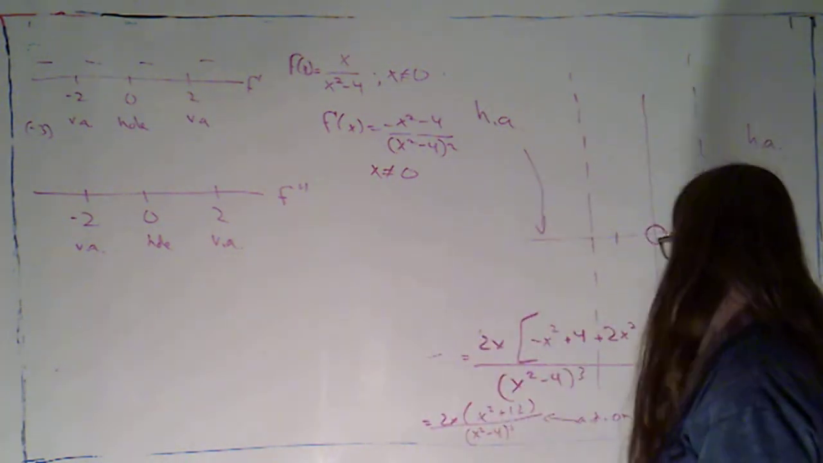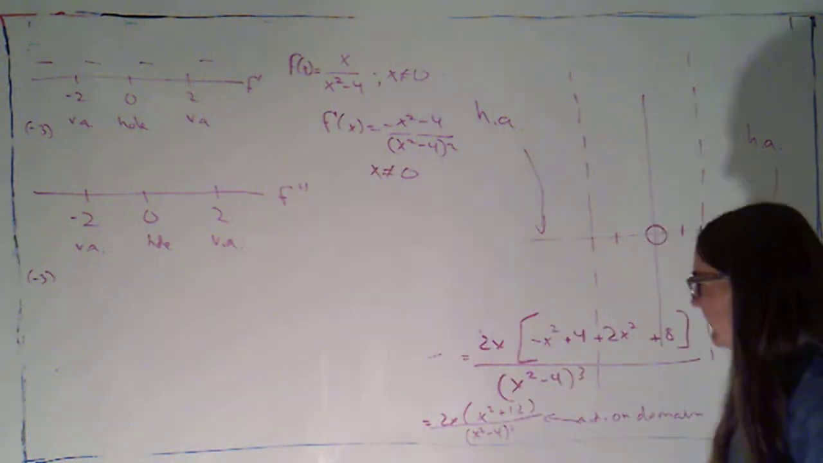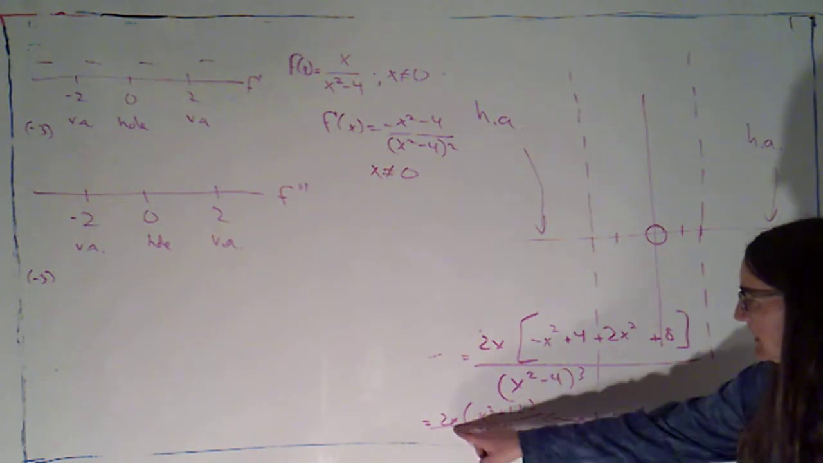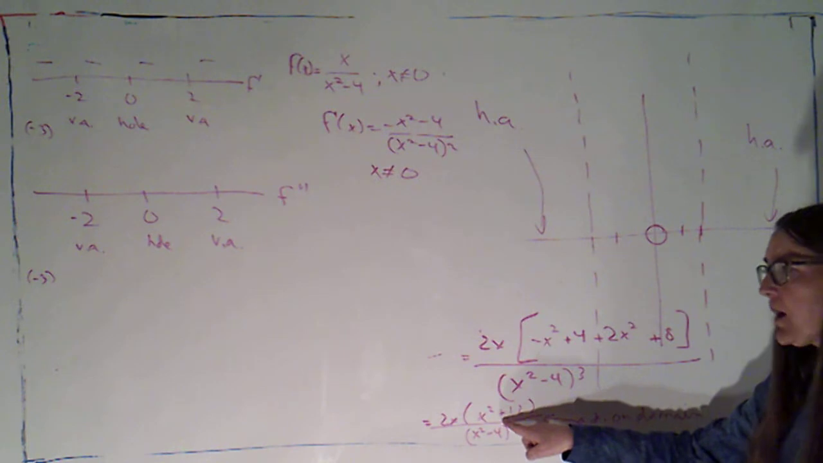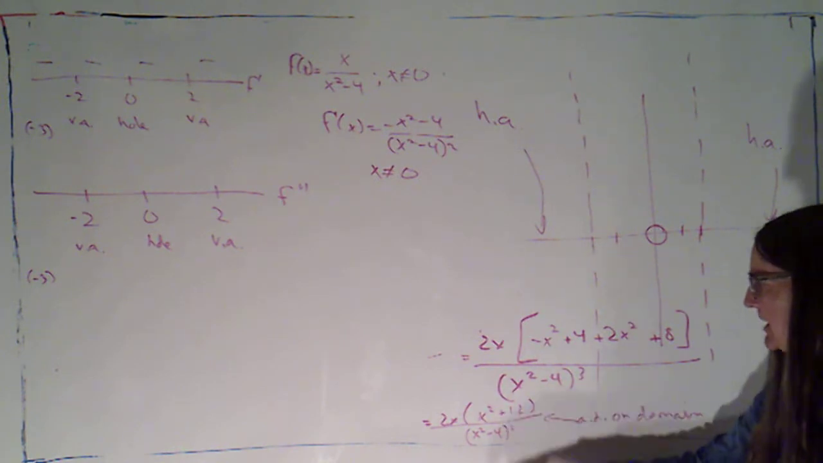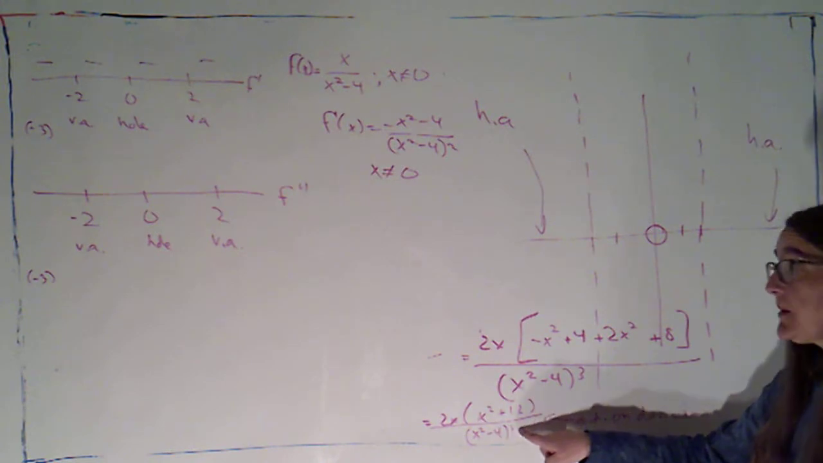But let's see. Let's check negative 3. Now if I plug that in, let's see, 2x, that's going to become negative. The x squared plus 12 is always positive. Okay. Negative 3 squared is 9 minus 4 is 5 cubed would be positive.